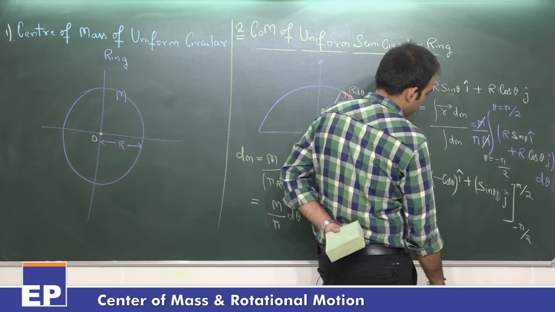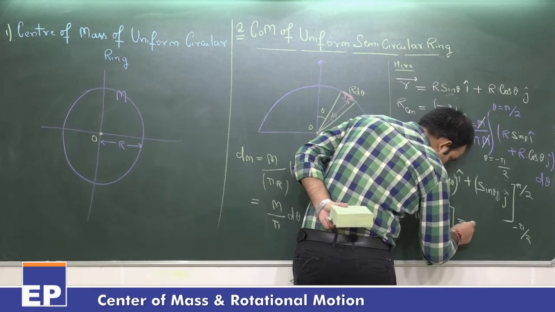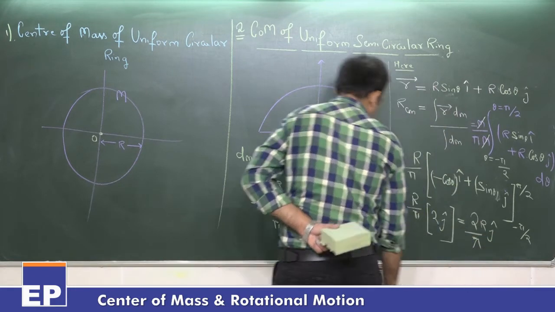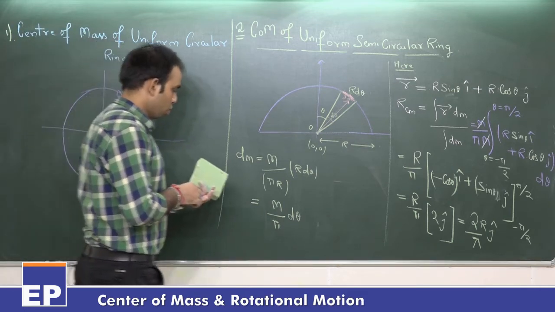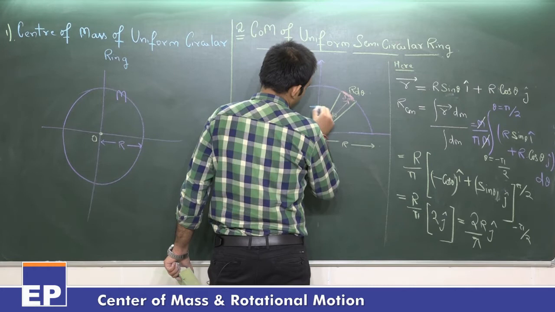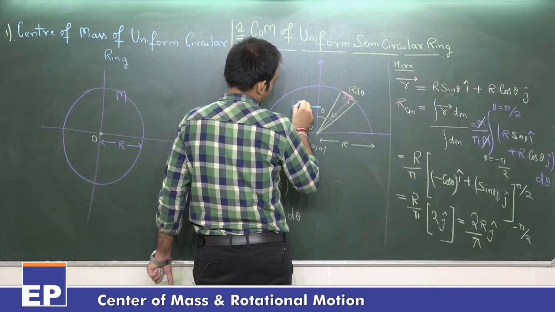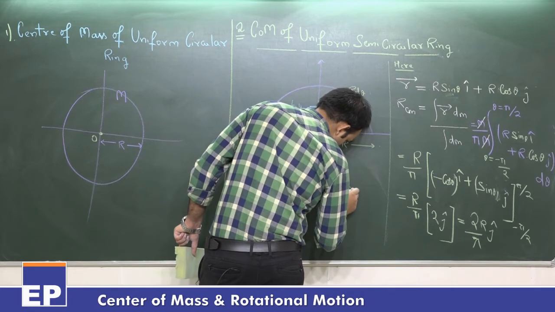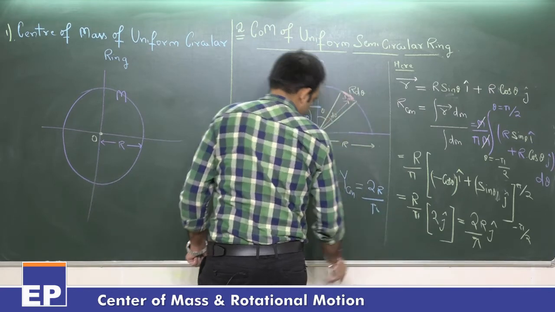Sin pi by 2 is 1 and the other term is also 1, so it will become 2. So that will come out to be 2r by pi j cap. That is the position of the center of mass of the semicircular ring, 2r by pi, somewhere here, having coordinates 0, Y CM. Y CM is 2r by pi.